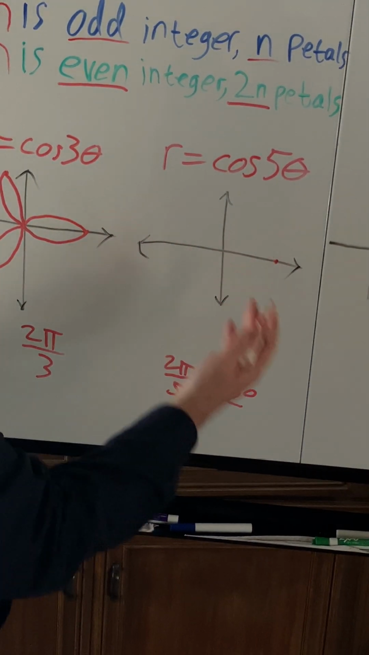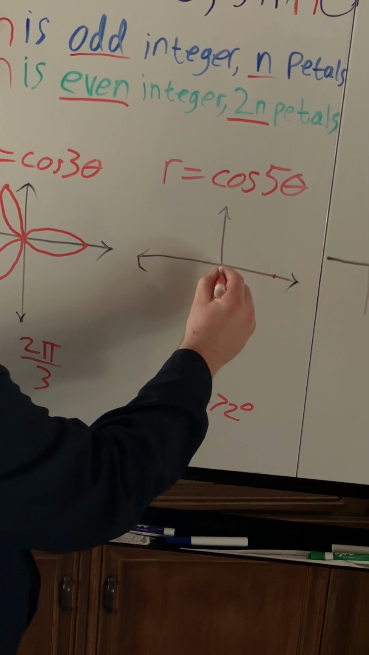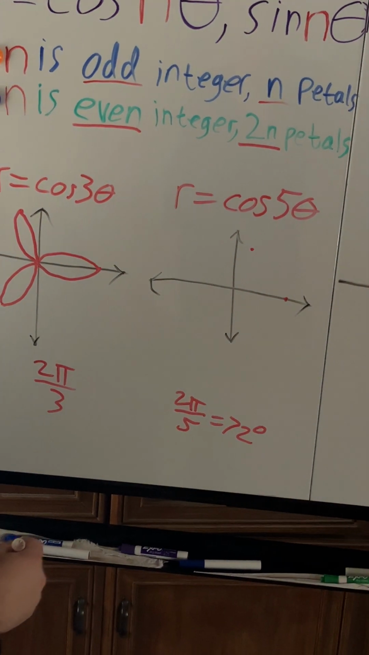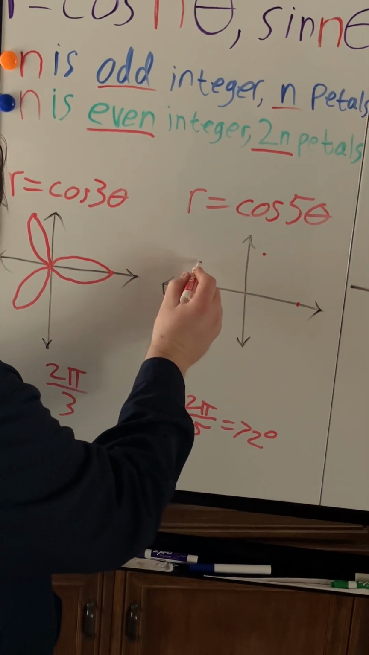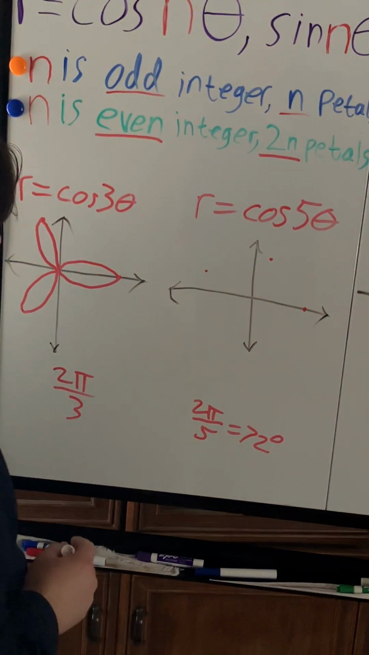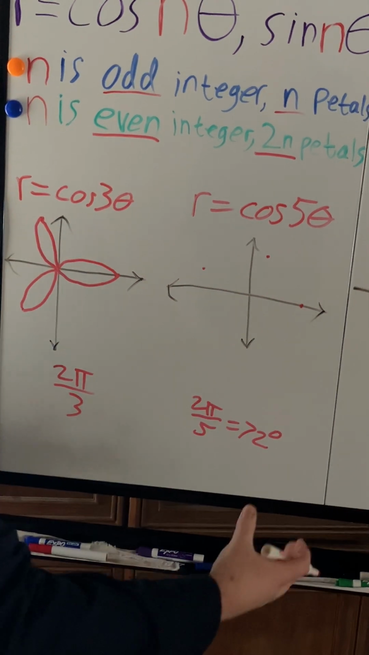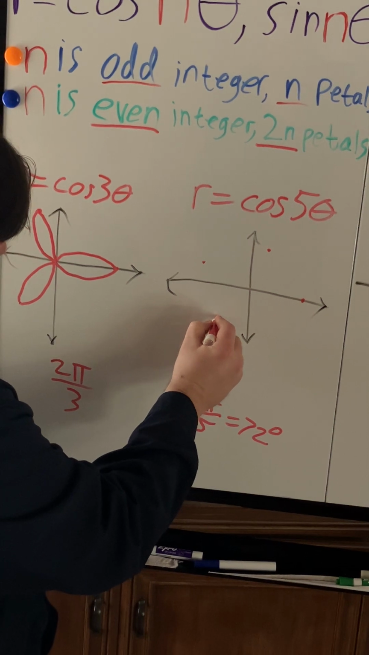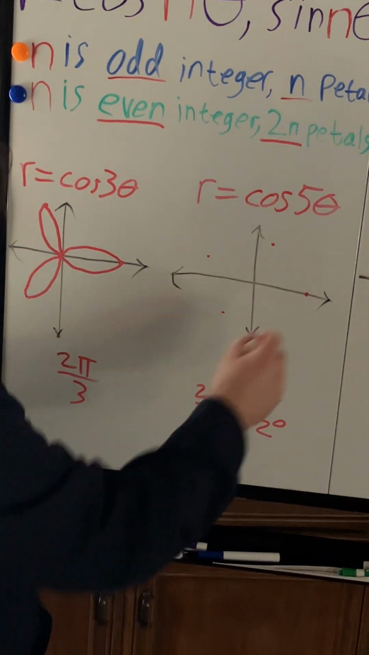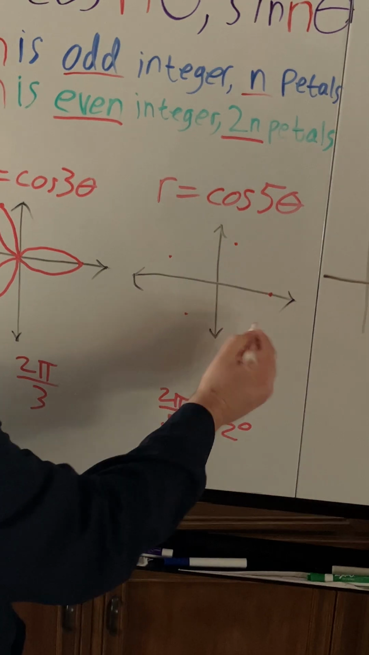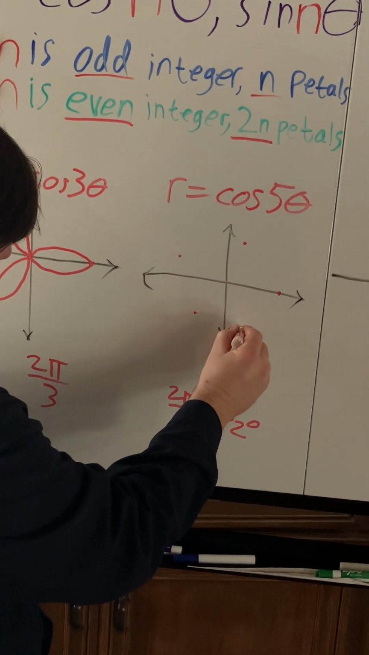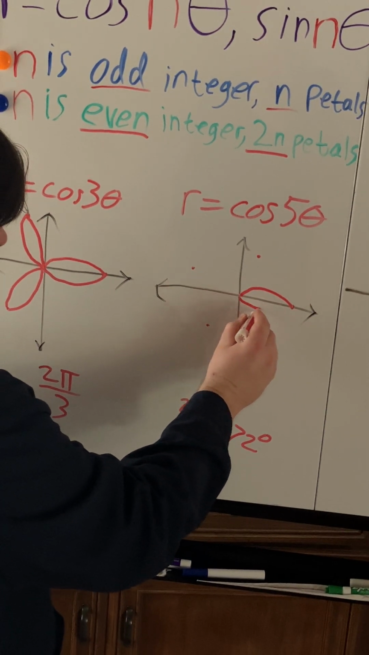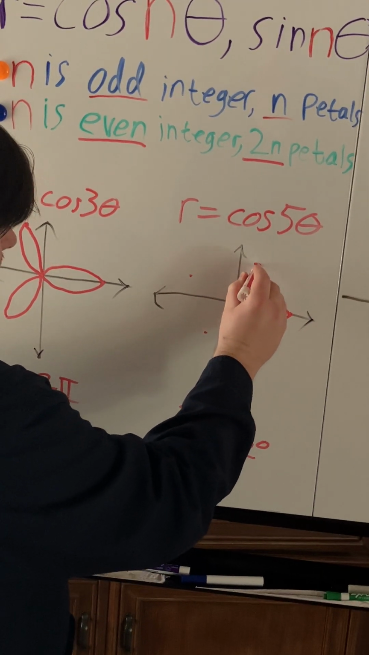So we know roughly there's going to be one at 72 degrees. That's like maybe here-ish. And then there's going to be one at 144. That's maybe like here-ish. And then we're going to have another one at 216. So that's going to be maybe right around here. And then we'll have one at basically negative 72. That'll be like here. So we can start forming our petals. There's one here. There's going to be one here.